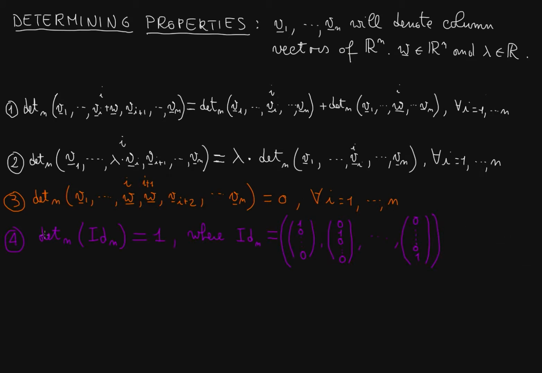The last property states that the determinant of the identity matrix must be equal to 1. Now, what is the identity matrix in the context of column vectors? By the correspondence that we stated before, we have to associate to the identity matrix its column vectors. Therefore, the first vector will be 1 and then zeros, and the second column vector will be 0, 1, and then zeros, and so on. The last column vector will be zeros up to the last scalar, which will be 1.